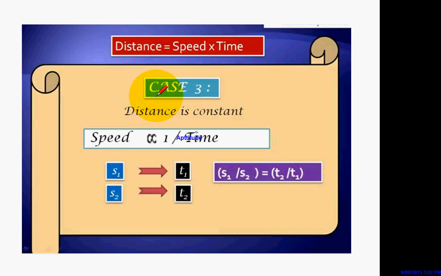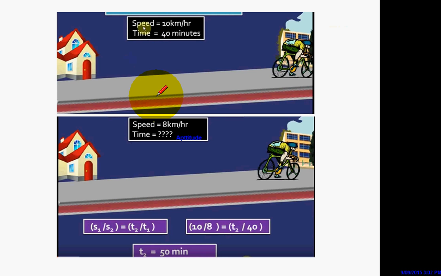Isn't it? So speed is inversely proportional to the time taken. In the previous two cases, the distance is directly proportional to speed and the distance is directly proportional to the time taken. Whereas here, in the third case, if the distance is constant, the speed and the time are inversely proportional to each other. Just assume any scenario.